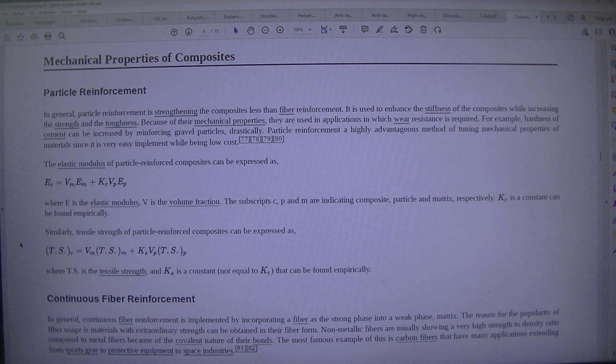For example, the hardness of cement can be increased drastically by reinforcing it with gravel particles. Particle reinforcement is a highly advantageous method of tuning mechanical properties of materials since it is very easy to implement while being low cost.